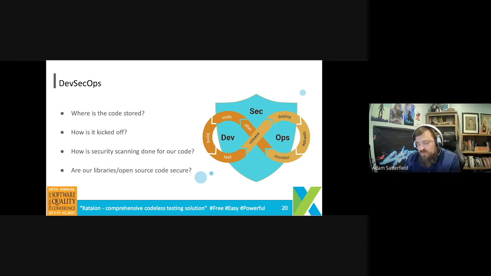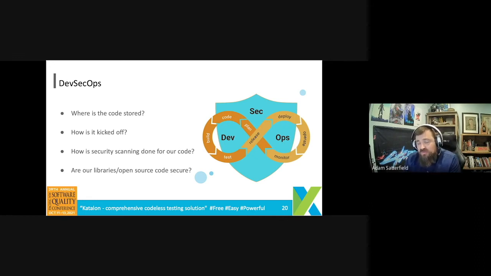Where is the code stored? So many times I still see that code is stored on laptops. It's not stored in a code repository. It doesn't have basic security scanning on it. It doesn't have basic code quality scanning on it. I mean, your test automation code is code, and it should be treated as such. So it really then falls into that DevSecOps pipeline of where is it stored? How are we building it? How are we deploying it? What environments is it running on? Are we scanning our own code?